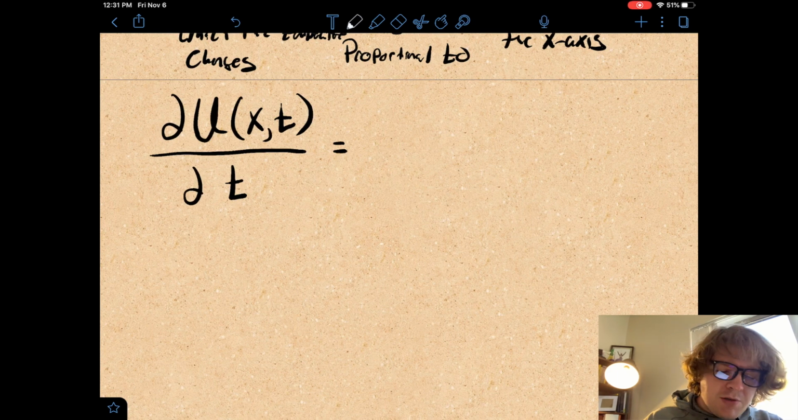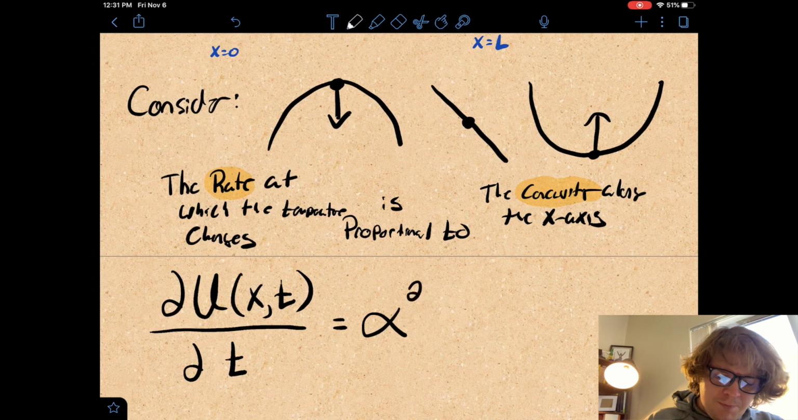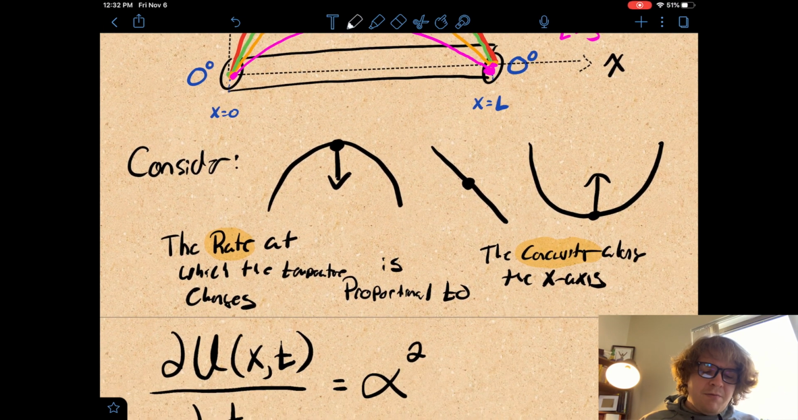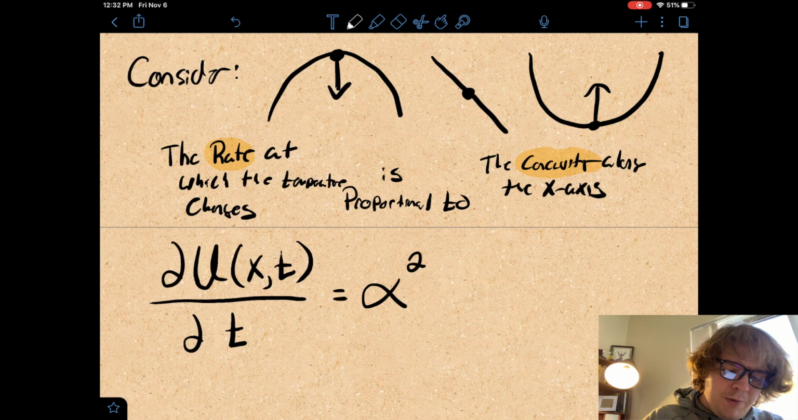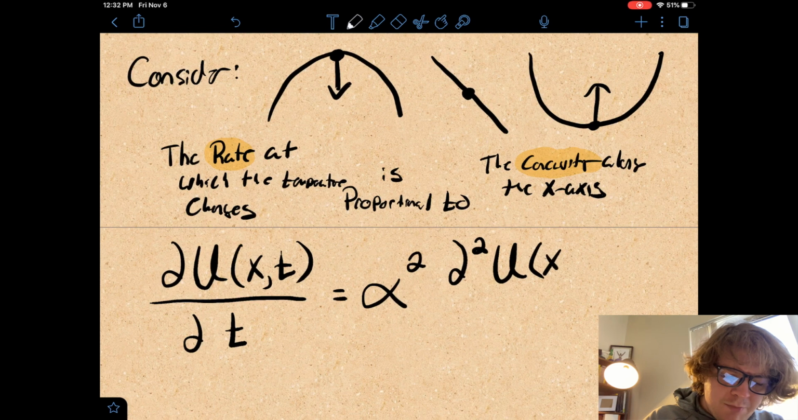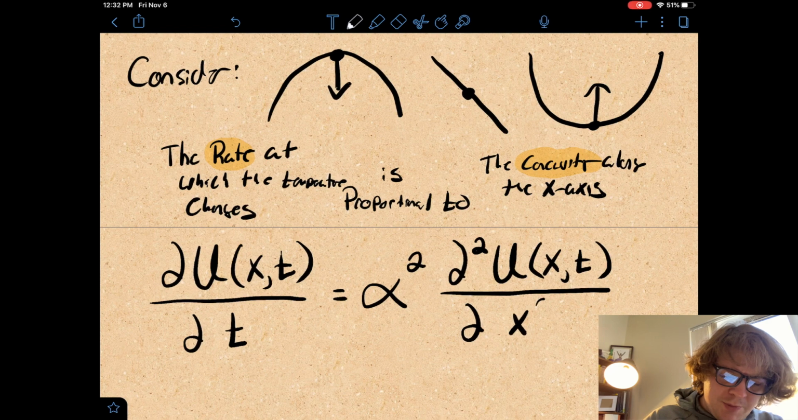And that's going to be proportional to, so we'll introduce a constant of proportionality. I'll call that constant alpha. And I'll make it positive because, a couple things to note: if we're concave down, our temperature is going to decrease, and if we're concave up, our temperature is going to increase. So the rate at which temperature changes is going to have the same sign as the concavity. So how would we denote concavity? Well, we know concavity is a second derivative, and it's going to be the second derivative of our temperature distribution with respect to the position, so with respect to x.